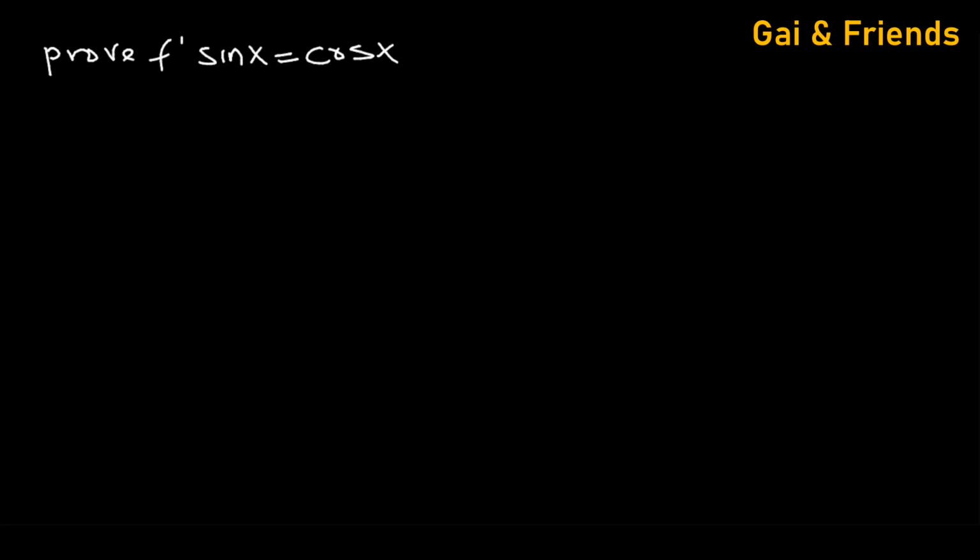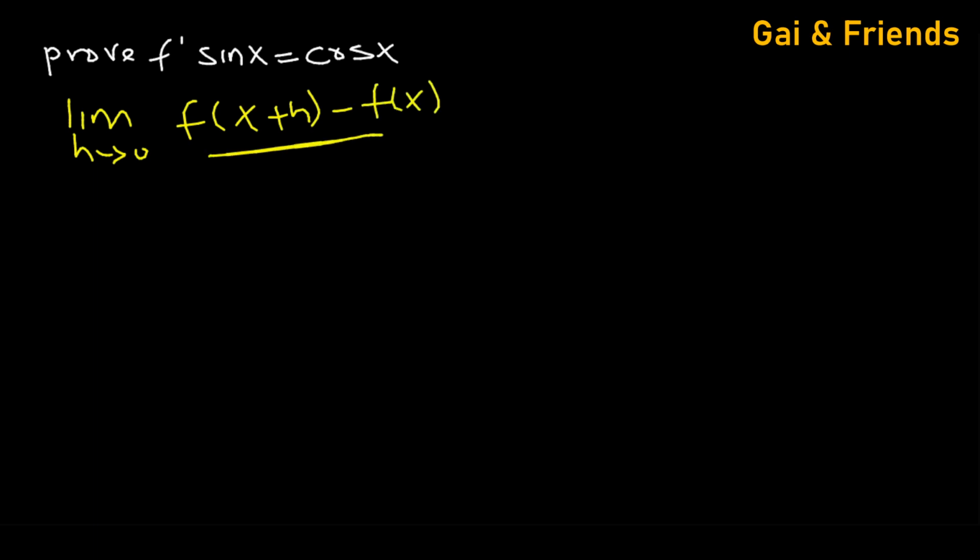Let's prove real quick that the derivative of sin x is cosine x. We are going to use the definition of derivative to prove this point. The definition of derivative is the limit as h approaches 0 of f of x plus h minus f of x, all over h. This is the formula we are going to use to prove that the derivative of sin x is cos x.